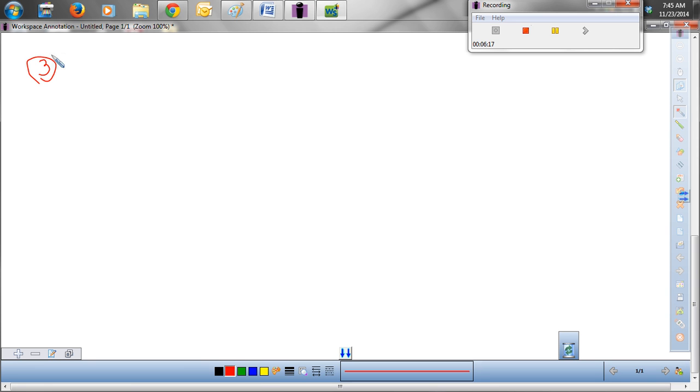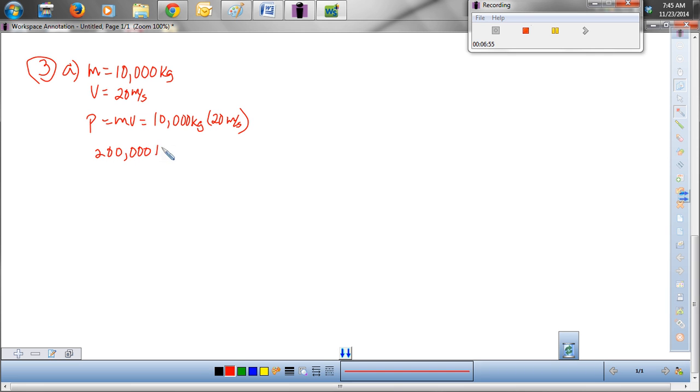Number 3 says, what is the momentum of a 10,000 kilogram truck whose velocity is 20 meters per second? So mass is 10,000 kilograms. Velocity is 20 meters per second. So I'm going to multiply 10,000 by 20, and P is equal to MV, 10,000 kilograms times 20 meters per second gives me a 2 followed by 5 zeros. Kilogram meters per second.